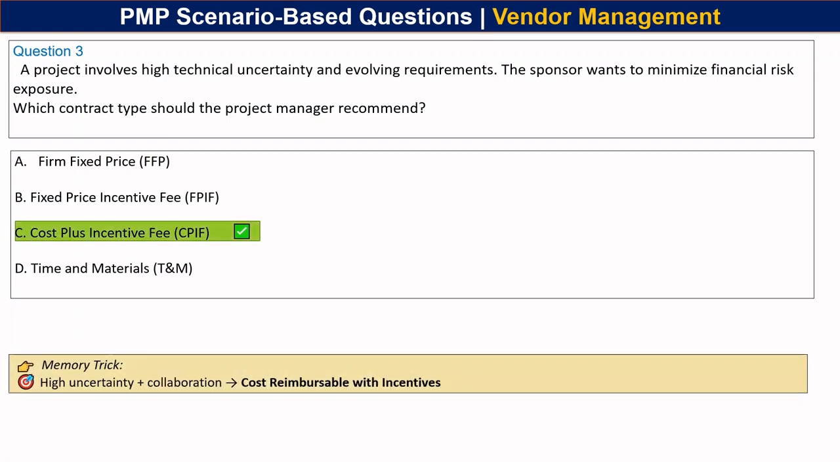Here's a quick memory trick. High uncertainty plus collaboration is equivalent to cost reimbursable with incentives.